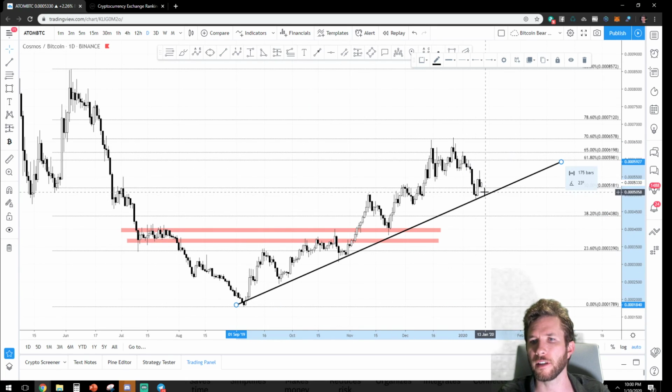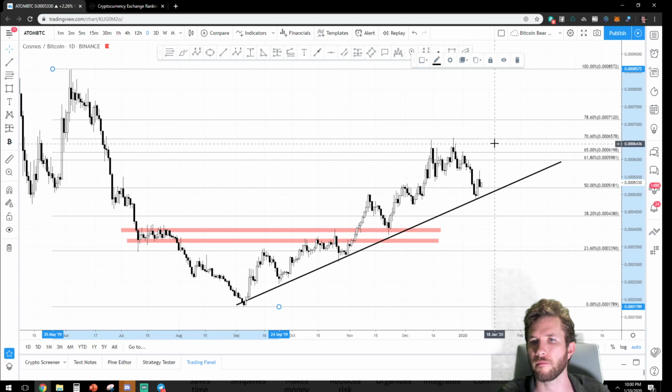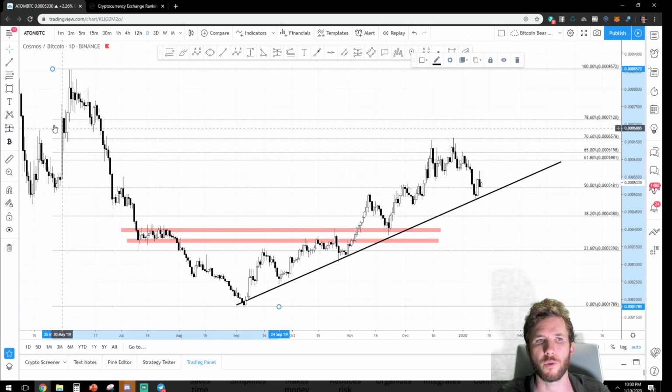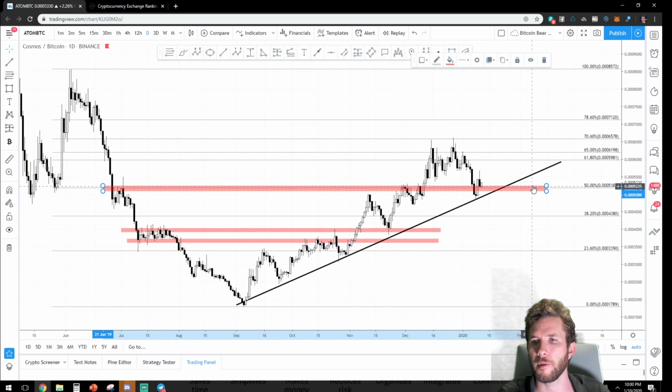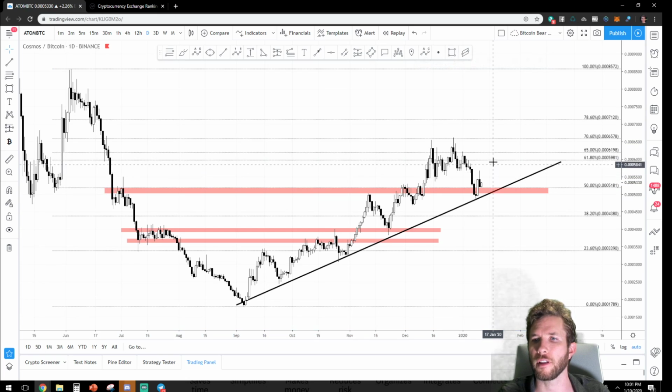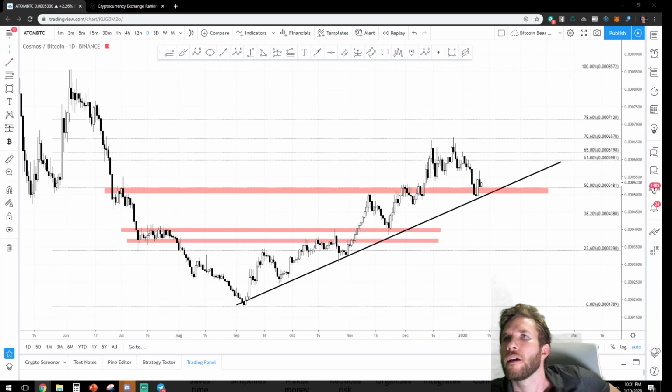So pretty decent. I think we'll probably come up and retest this level. We flipped this SR right here, which was our 50% fib. It was also our breakout resistance 1, 2, 3. Came down, tested it. Daily candle closed up, flipped it right there. So we'll probably at least get back up to the 61.8.